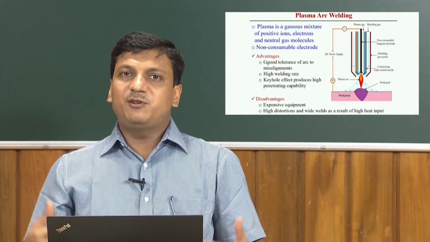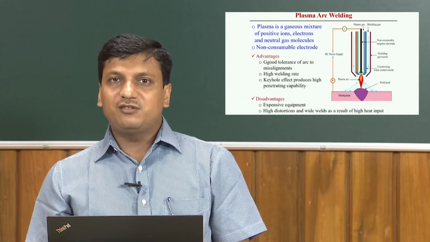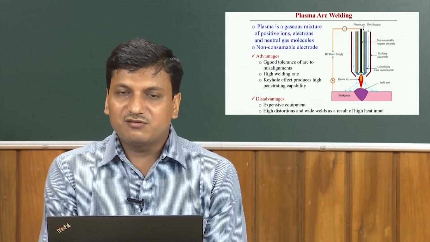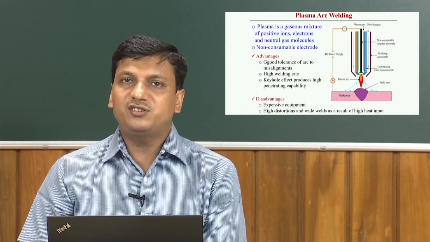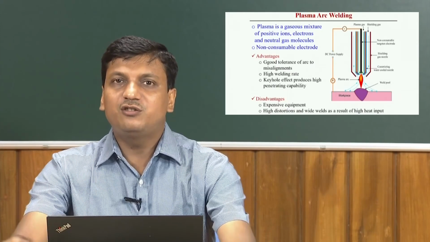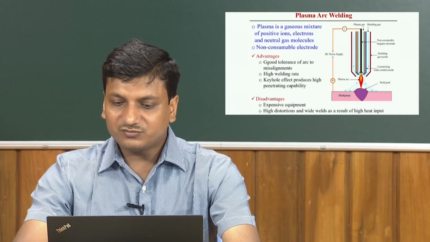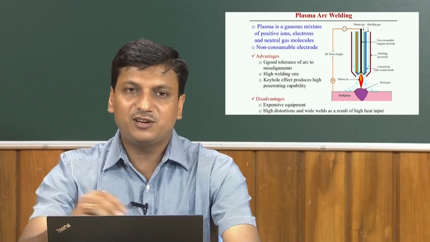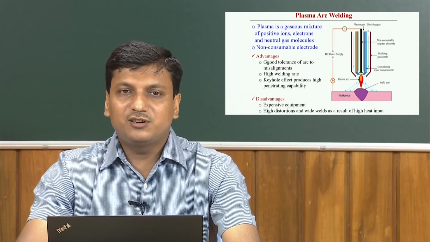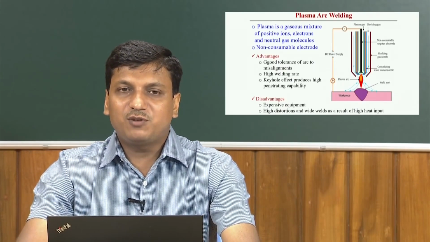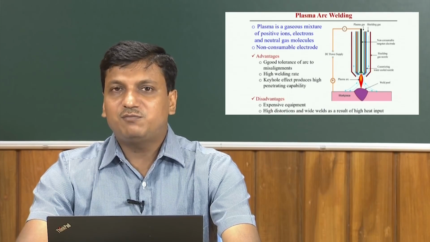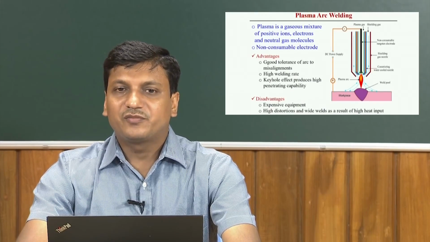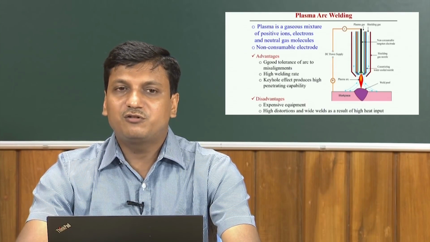Even among the other arc welding processes, only in the plasma arc welding process is it possible to produce the keyhole mode, that means high depth of penetration can be welded using the keyhole mode. So, if we look into the typical points of this arc welding process, first is, what is the plasma? Plasma is basically a gaseous mixture of positive ions, electrons and neutral gas molecules, and that plasma gas actually creates the arc between the workpiece and the electrode material.